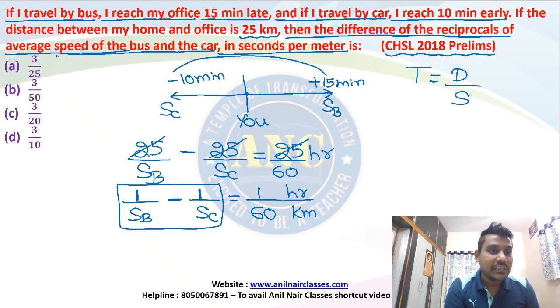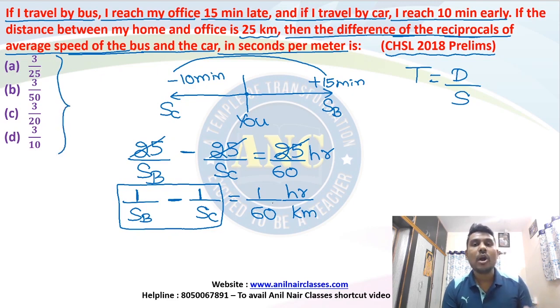But when you see the answer options, you will not find 1 by 60 in the answer options, because 1 by 60 is hour by kilometer. You should convert that hour by kilometer into seconds per meter. Kilometer per hour you should convert to meters per second, or it is the other way around. Hour by kilometer you should convert to seconds per meter. Both are same, sir. Right? Both are same. That means the multiplying factor is 18 divided by 5.